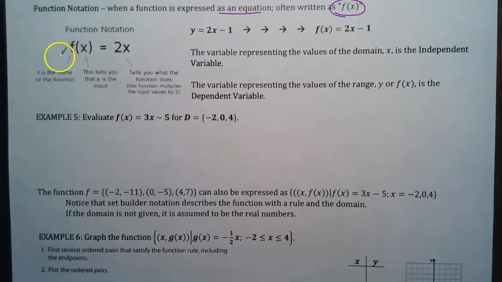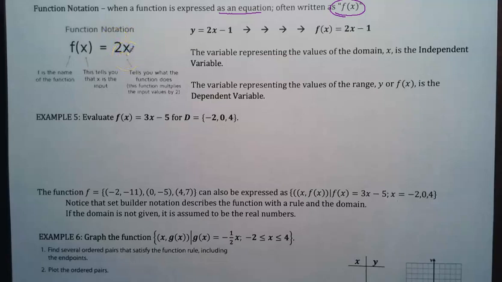Okay, f is the name of the function. So sometimes you have f, g, h, k. The x tells you that x is the input. This is the number we're going to put into the equation over here. And then this whole thing tells you what the function does. We're going to take 2 times x. It's also going to be your output, what we get out when we're done.